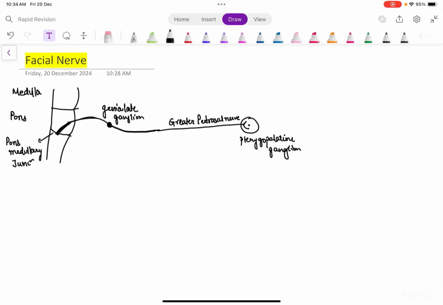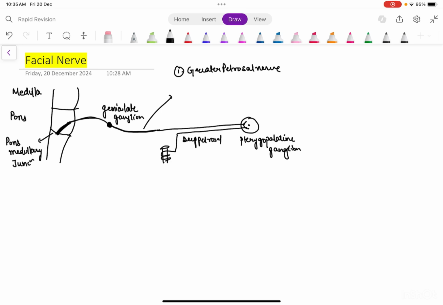Alright, just give me a second. So this is the first branch, which is the greater petrosal nerve. Also there is one more which joins it. This is the deep petrosal nerve of the pterygoid canal. Now pterygopalatine, after that it will be supplying the lacrimal gland.